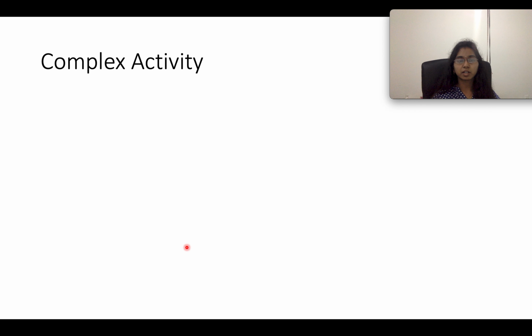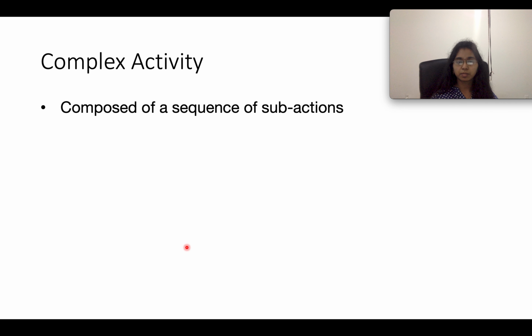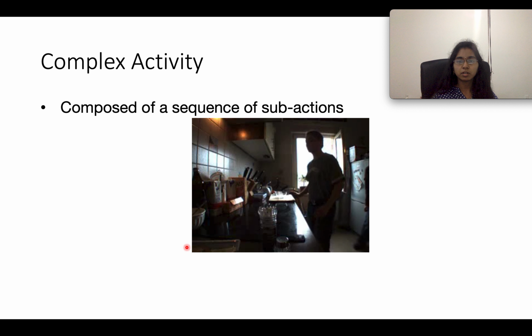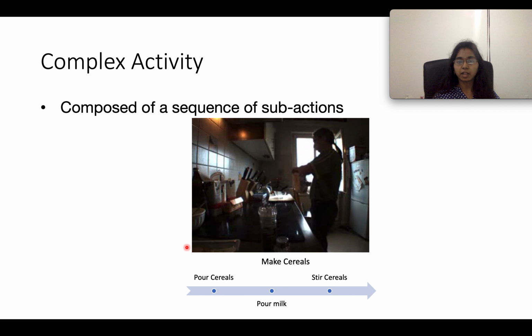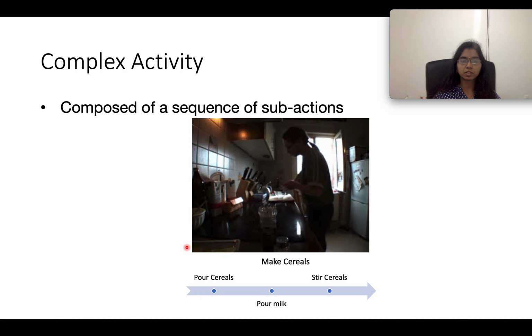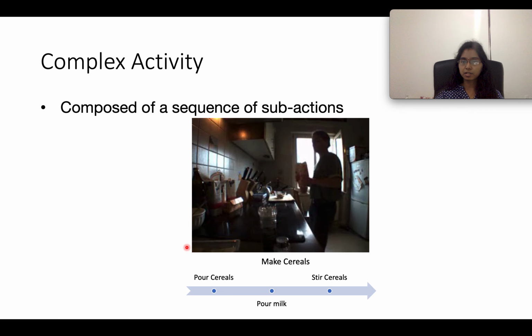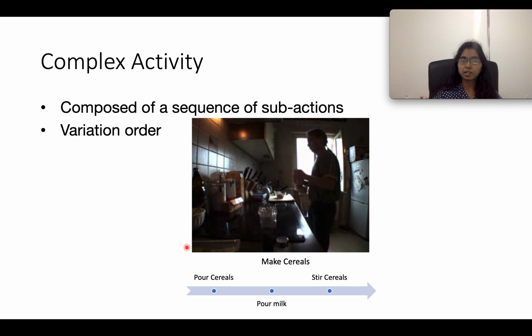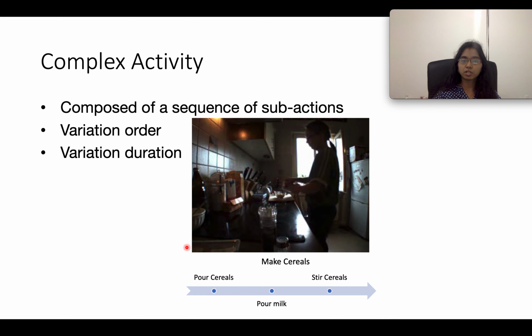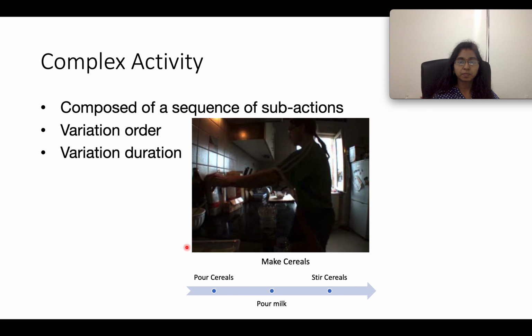So first let's look at a complex activity. A complex activity is composed of a sequence of subactions. Here we show a video of a person performing the activity make cereals. In this video you would notice that the person is performing the subactions pour cereals into a bowl, pour milk and stir cereals. It is interesting to note that in a complex activity there can be variation in the ordering of subactions as well as variation in the duration of the subactions based on the person performing the task.